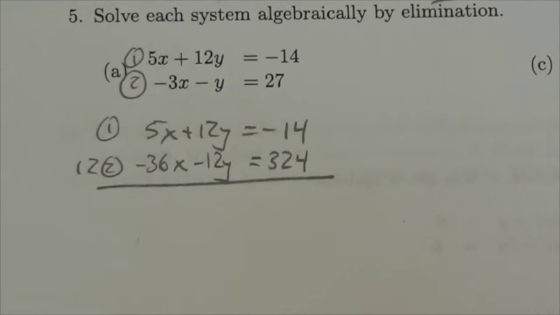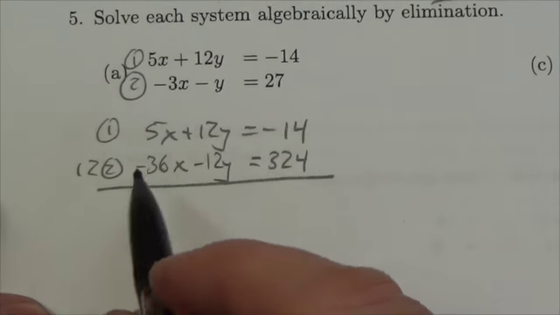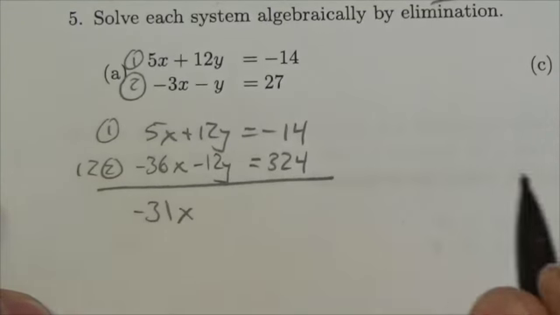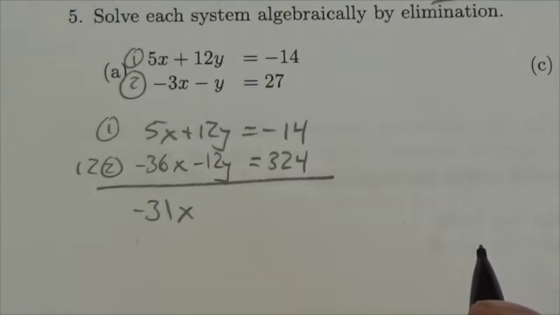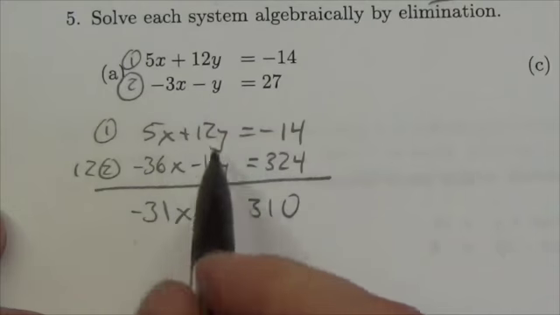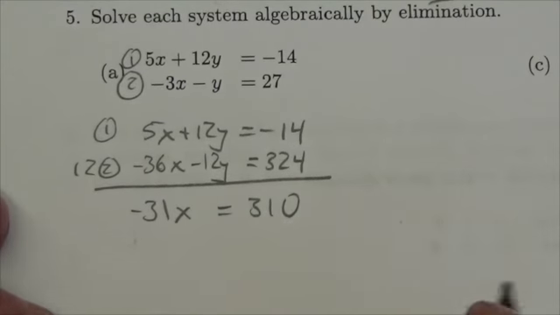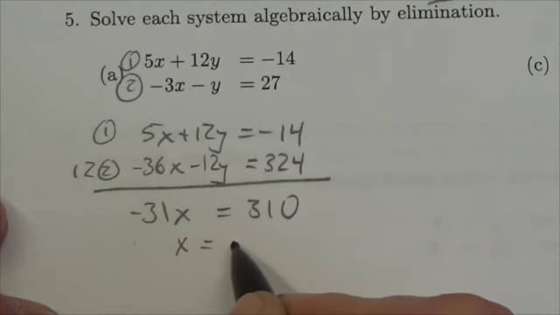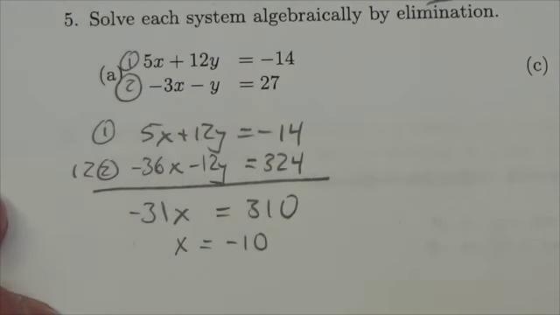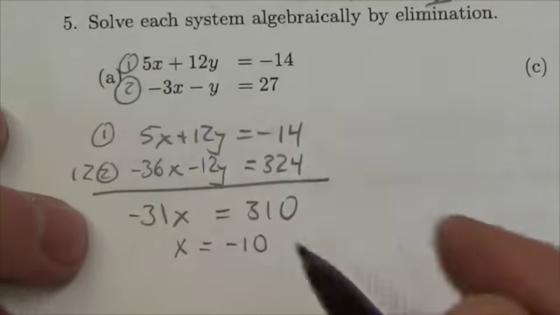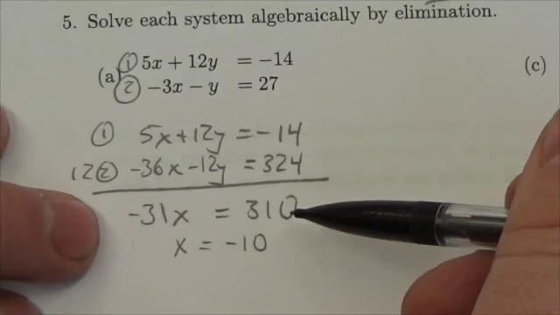So that means what I have to do here is add together the 5 and the negative 36, which is going to get me negative 31x, and then negative 14 plus the 324 is going to get me 310. I don't have to worry about that y term, it goes away. And now, if I divide both sides here by negative 31, I'm going to get that x is equal to negative 10. Good.